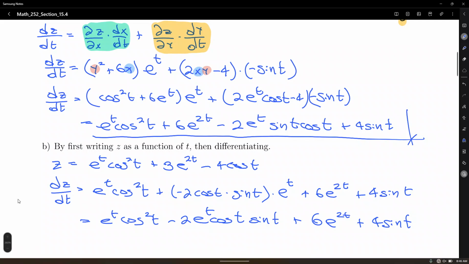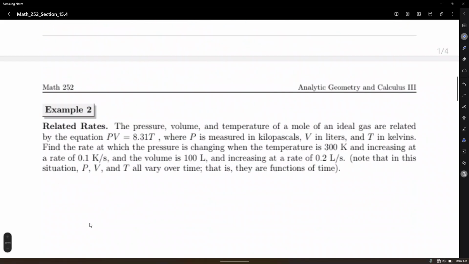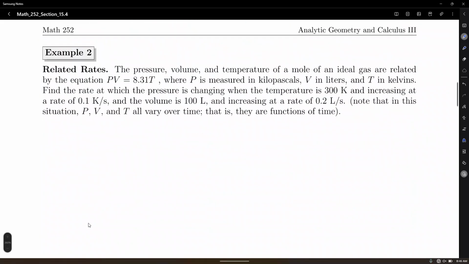All right. On the next page, what do we have? It looks like we have a word problem. Again, it's a chemistry problem. It's very similar to the problem we did almost at the end of the previous lecture. So what do we have? You can think of this as a related rates type of problem, but with multiple variables.